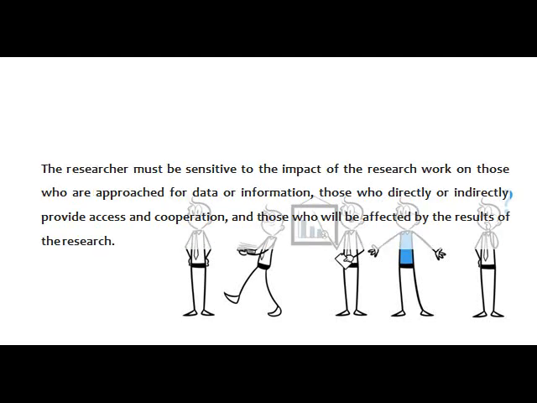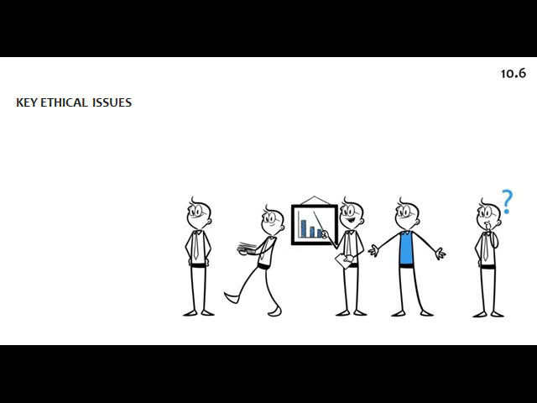The researcher must be sensitive to the impact of the research work on those who are approached for data or information, those who directly or indirectly provide access and cooperation, and those who will be affected by the results of the research. Key ethical issues.